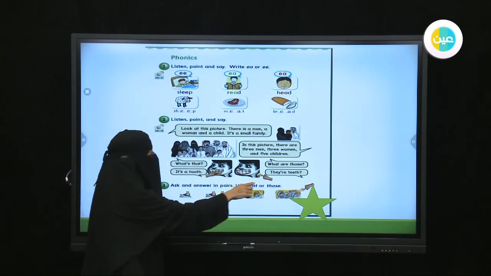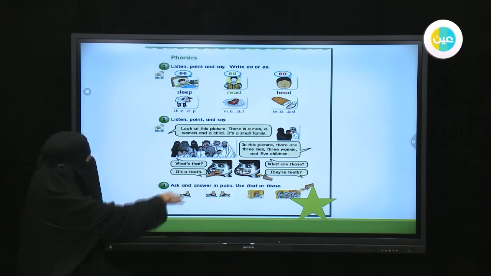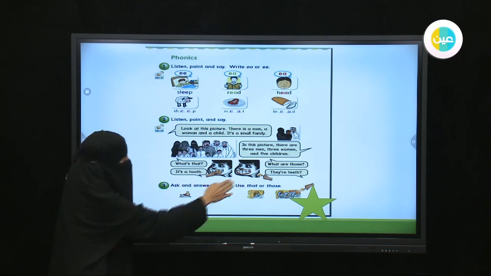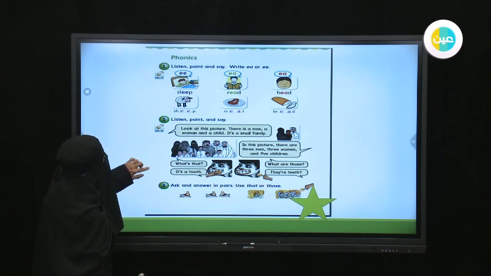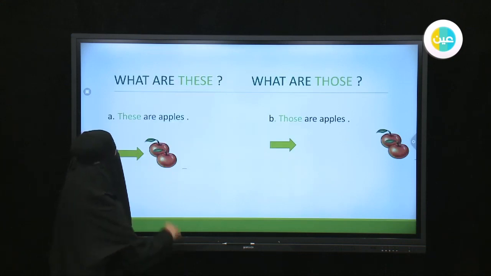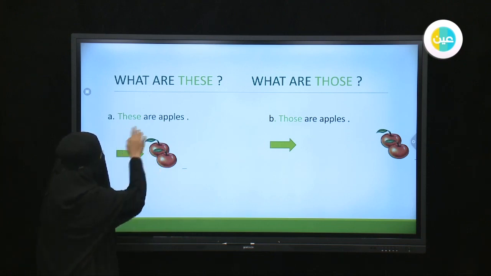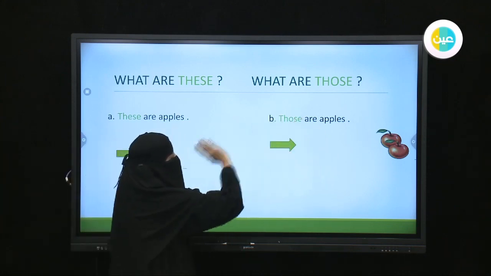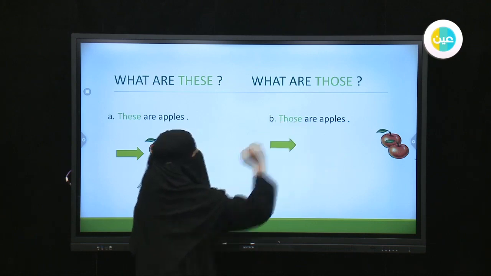Here we're using that and those. That is for when we talk about something that is far from you, okay? And those is for the plural. Those are mice, okay? So when I talk about something that is close to me, near to me, I use these. These are apples. If I talk about something that is far away from me, and there are 2, what do I say? Those. Those are apples.